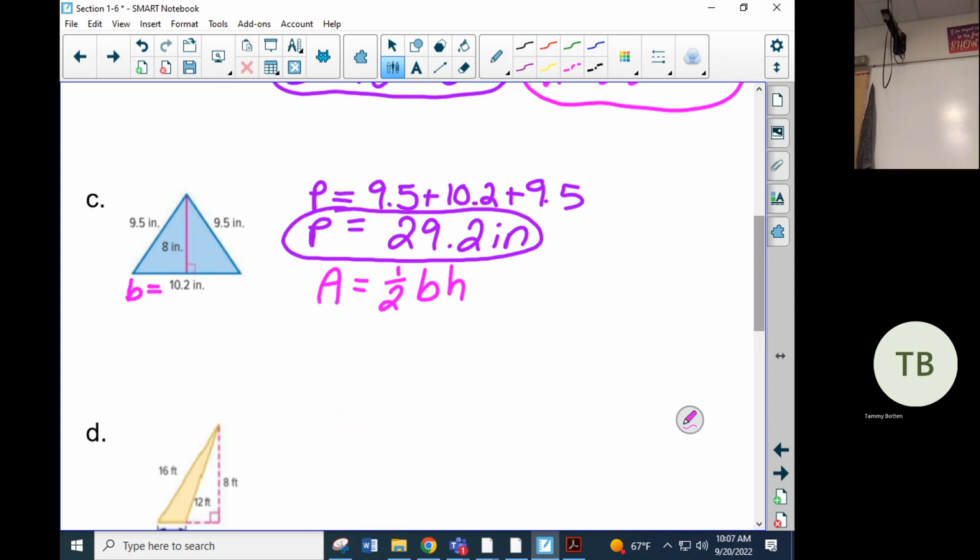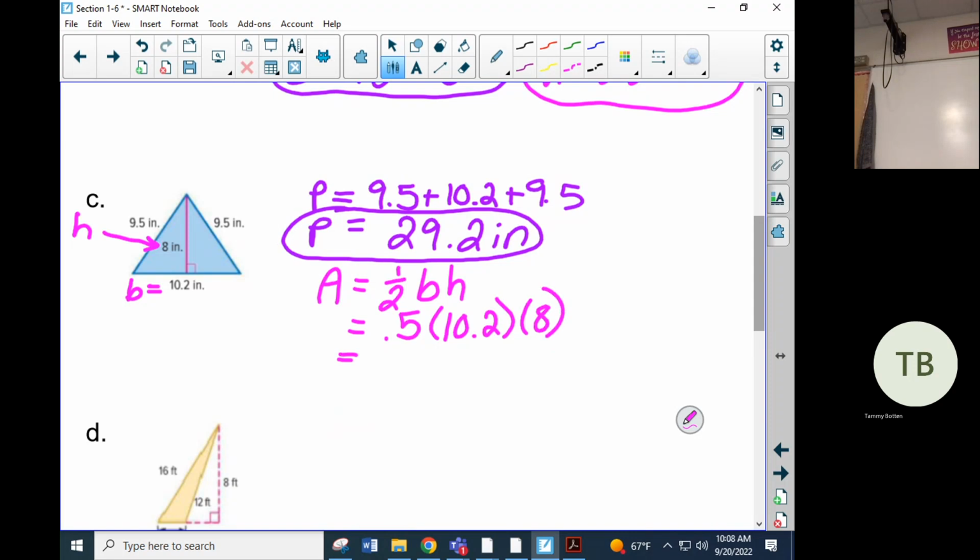Do you guys know which one of these we use as our height? The 8. And why do we use the 8? Because it is perpendicular, it forms a right angle. Very good. So what we would do there is, now I avoid fractions if I can, so I'd actually write this in as 0.5, my base is 10.2, and my height is 8.